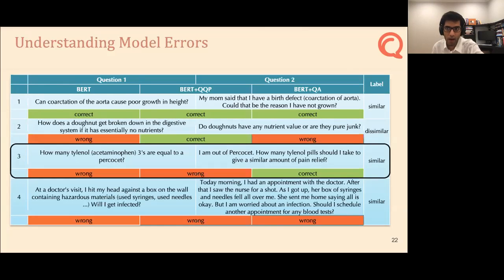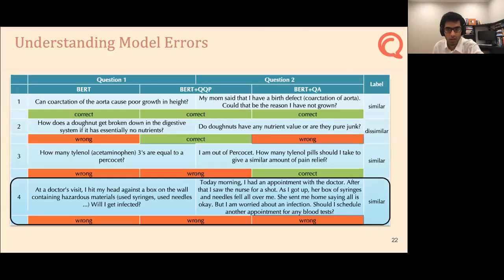The third example requires an understanding that equal means similar amount of pain relief in the context of Tylenol, which is unlikely to be learned unless the model has seen data of this form and from the medical domain. And this example is gotten right by the BERT plus QA model. So this suggests that we are able to imbibe medically relevant knowledge into the model using the QA task that we earlier described. That said, the last example shows you what complex examples can do to models. The last example requires a nuanced understanding of language and medical knowledge. Unsurprisingly, none of the models get it right.